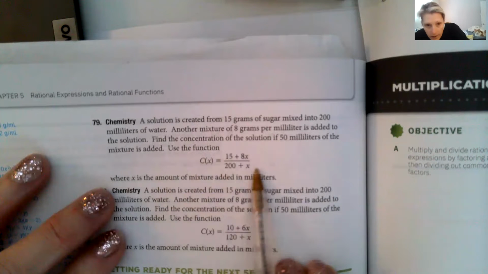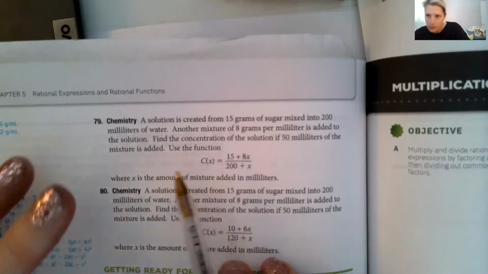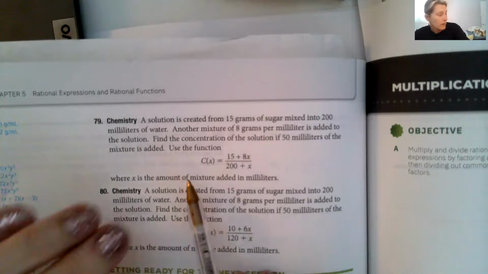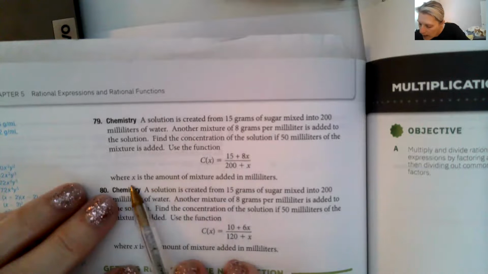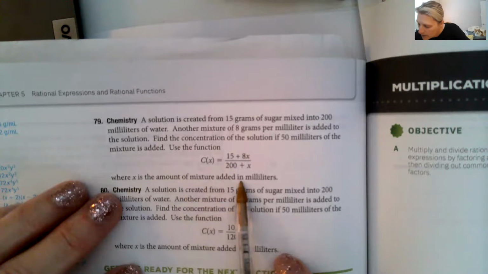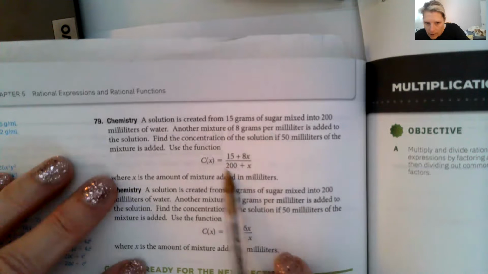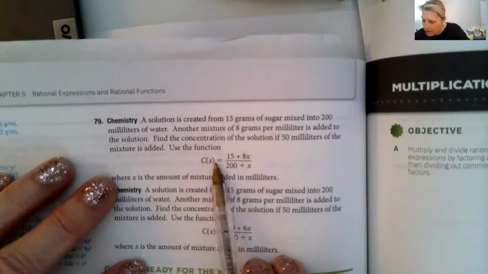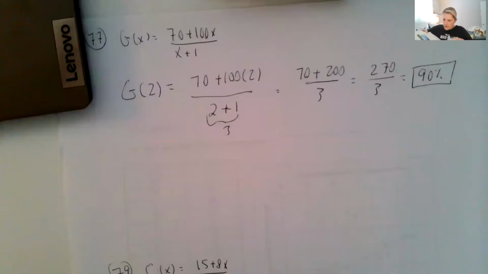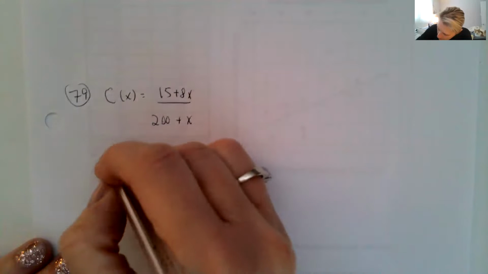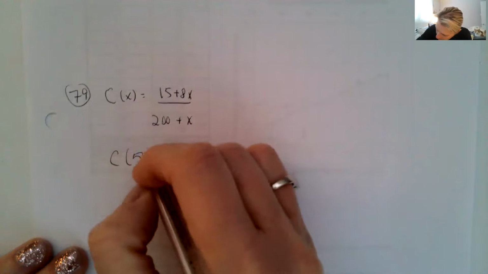The function is given here, so we don't have to do one of those mixture problems like we did in chapter 4, but this is kind of using that same concept. Where x is the amount of mixture added in milliliters, and they told us they wanted to add 50 milliliters of a mixture. So we are going to look at this function at c of 50. So make sure you write down the function. This is number 79. So they want us to look at c of 50.